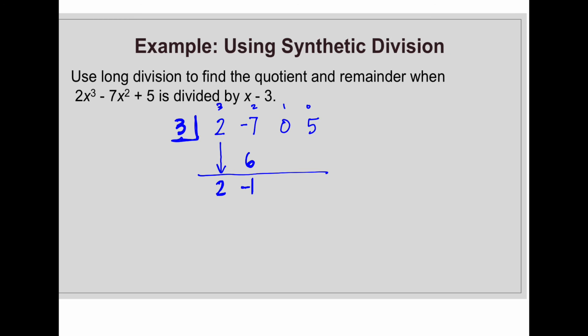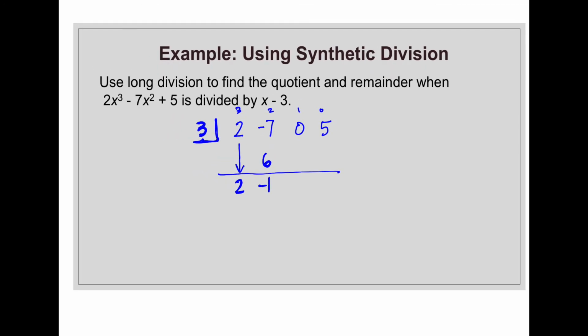And now we do another multiplication. 3 times negative 1 is negative 3. Again, add straight down, that gives me negative 3. And then negative 3 times 3 is negative 9. And add straight down, 5 plus negative 9 is negative 6.